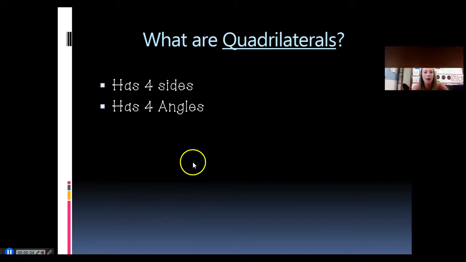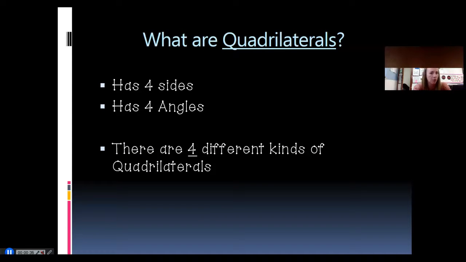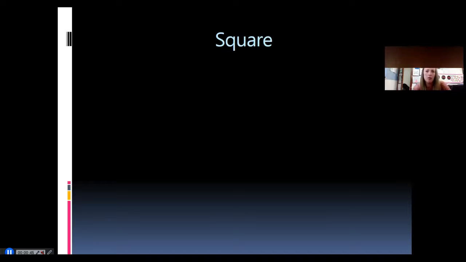Again, when we learned about polygons, we learned that quad, Q-U-A-D, stands for four. Quad. All right, there are four different kinds of quadrilaterals that we will be learning about. There are other kinds of quadrilaterals, but we will be focusing on four types. The first quadrilateral is a square.